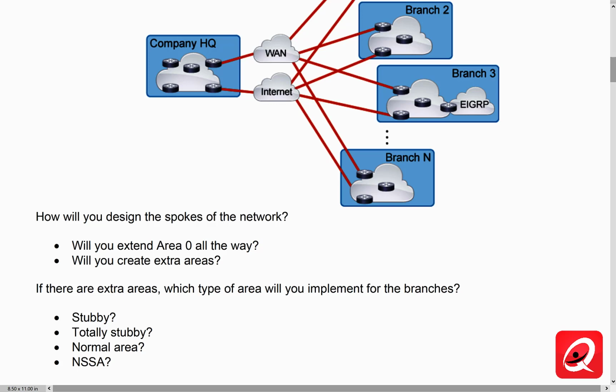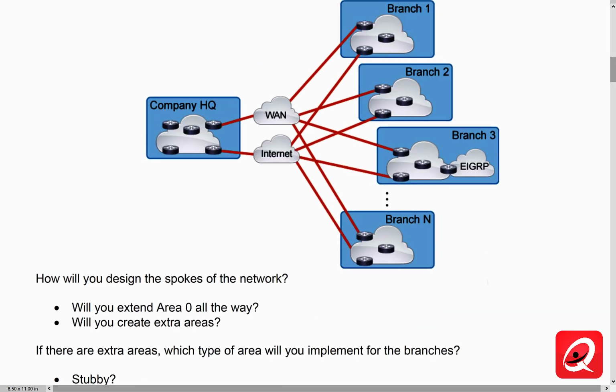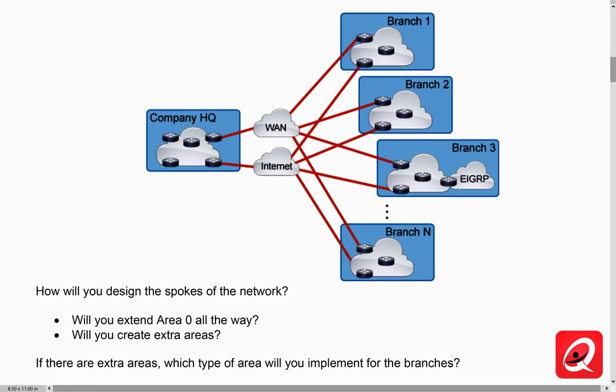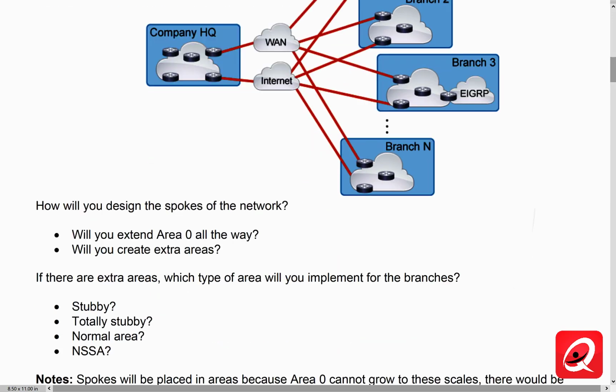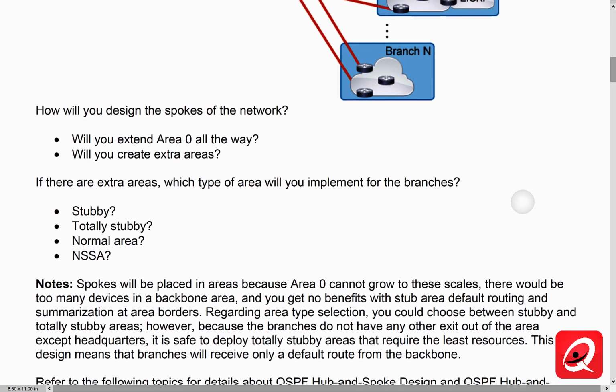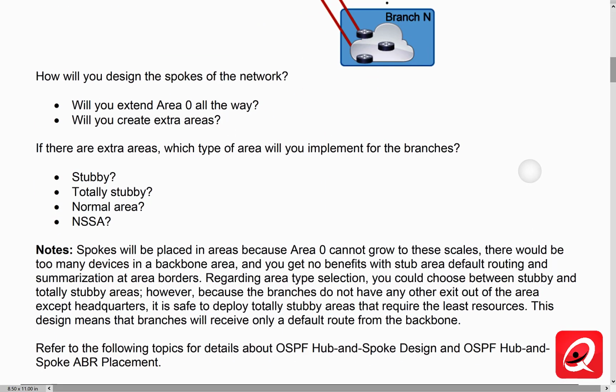So we are going to have an ASBR in branch 3, which means that we can't configure that as a stub or totally stubby. That would have to be a not so stubby area. But it's definitely something that we could do because we're not load balancing. We're not trying to utilize both of those links. One link is a primary and one link is a backup. Let's see what they say here.